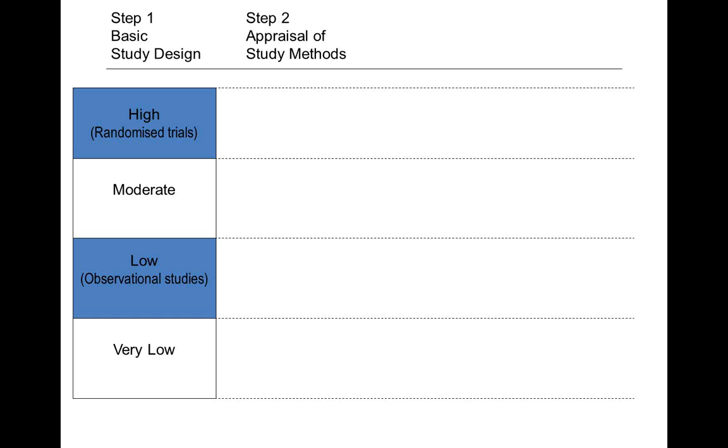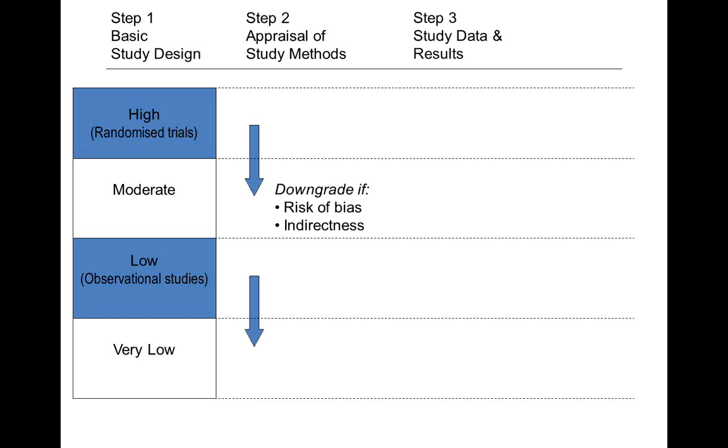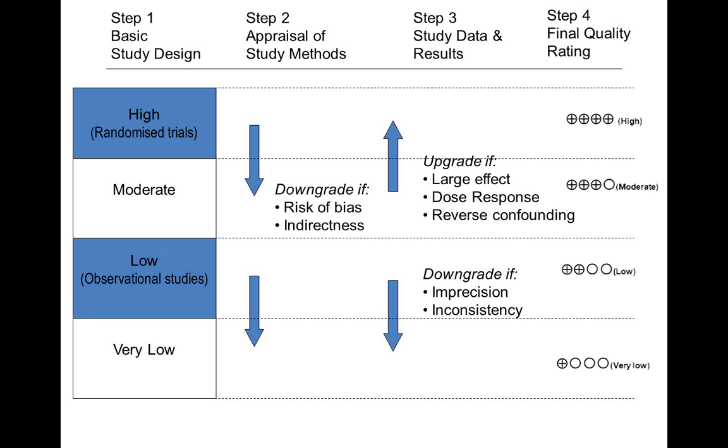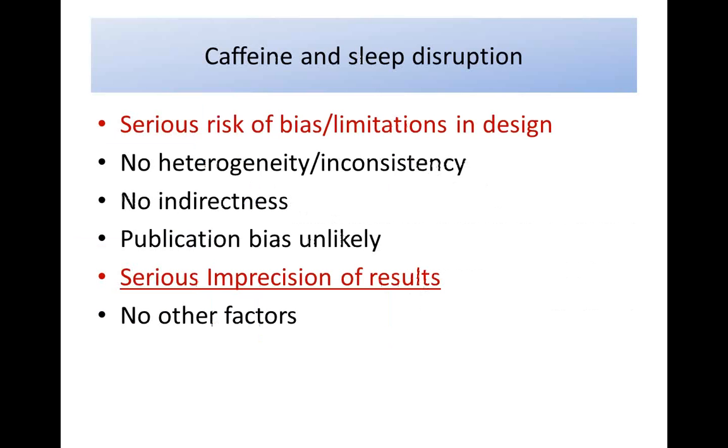We talk about the appraisal of the study methods, so the risk of bias and indirectness, and we rate down, if anything, because we can't go back up with those. We talk about what were the results and study data for imprecision and inconsistency, and again, we can only go down. We then have the option of upgrading if there's a large effect, dose response, or this reverse confounding, and we end up with a final quality rating for each outcome. What are these quality ratings?